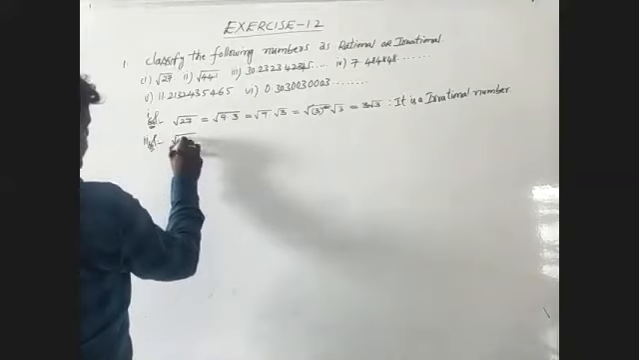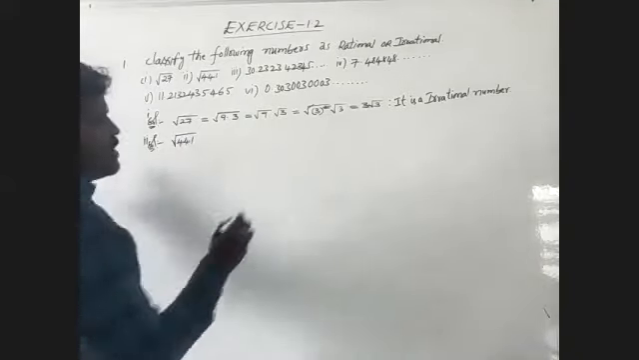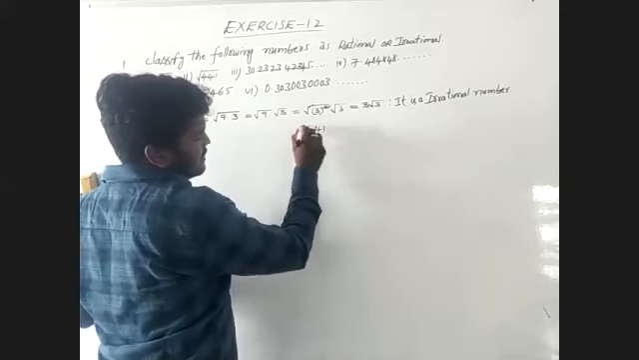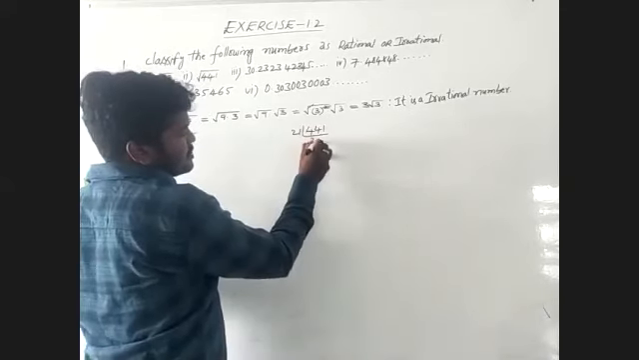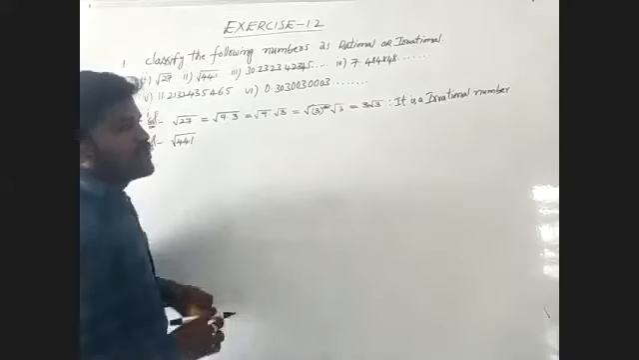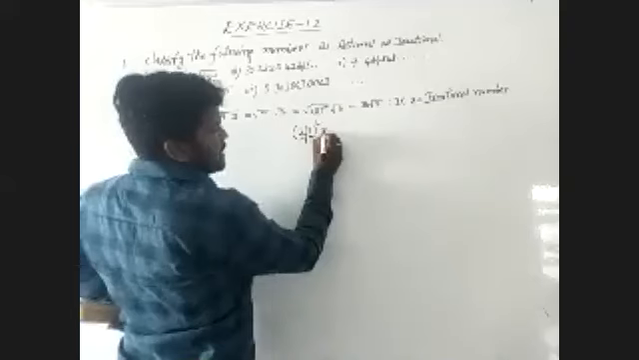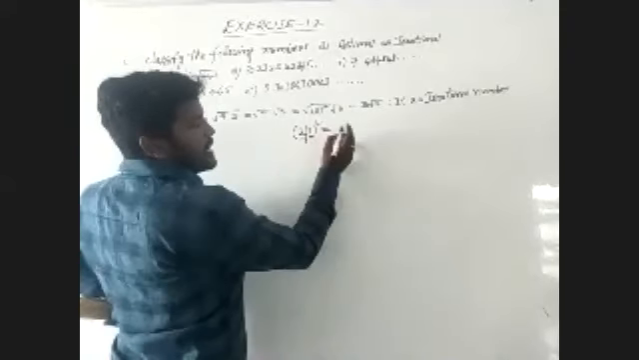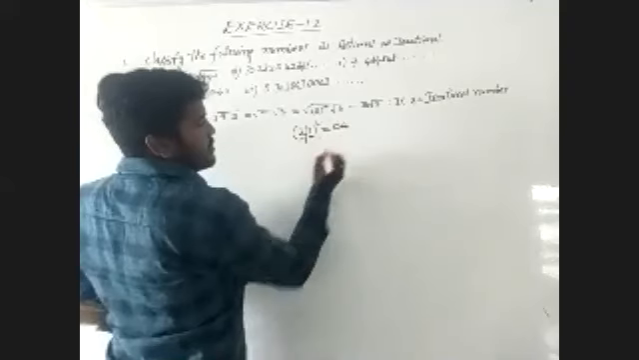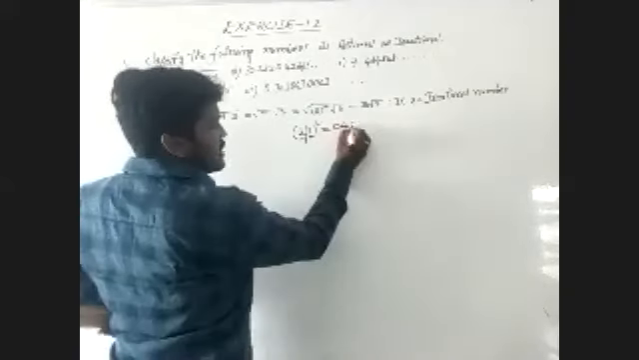Root of 441. We will take root of 441, that means 21 into 21. We will take the square of 21, 21 whole square. Using (a+b) whole square, first I write a square. A square means 2 square, that becomes 04. After that b square, 1 square, that becomes 01.